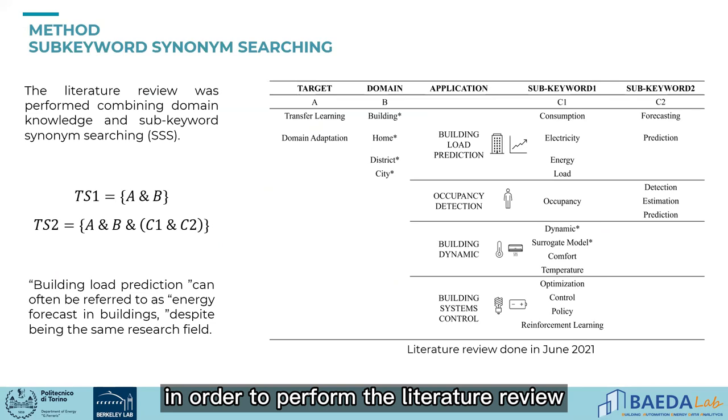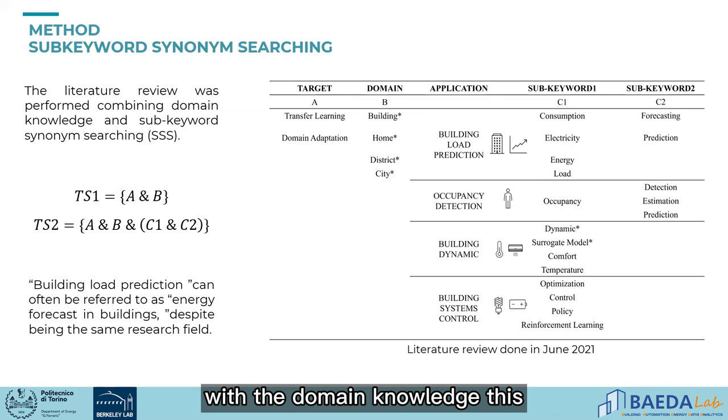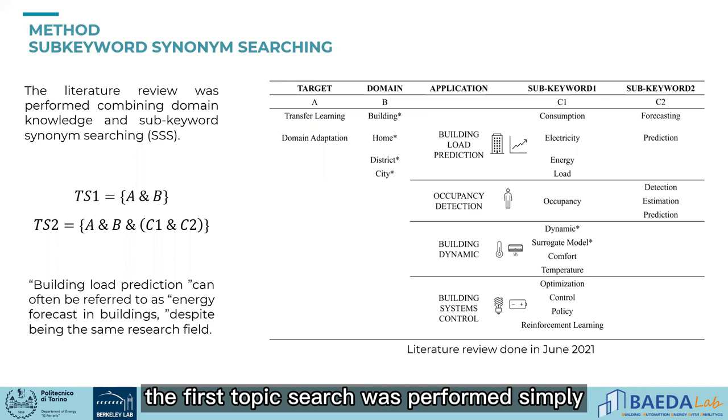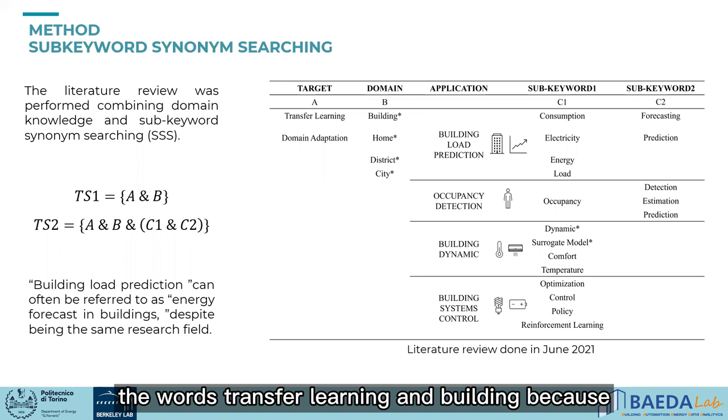In order to perform the literature review, we combined sub-keyword synonym searching with domain knowledge. This has been done for multiple reasons. The first topic search was performed simply combining the words transfer learning and building, because it was needed to obtain a broad overview of the topic analyzed.